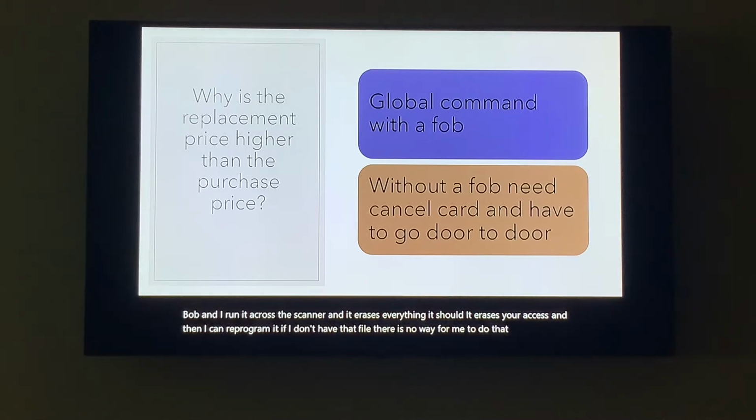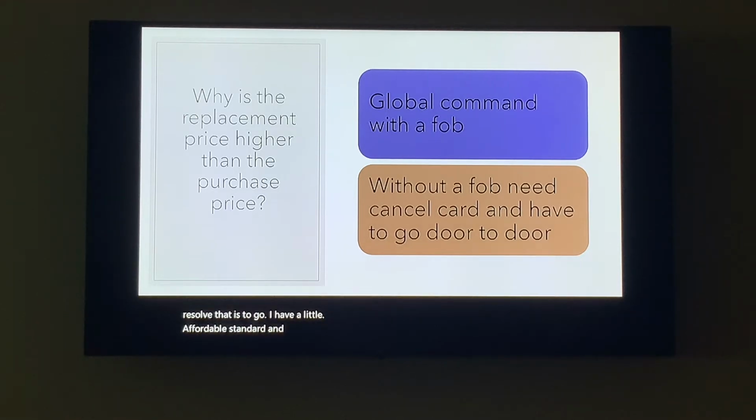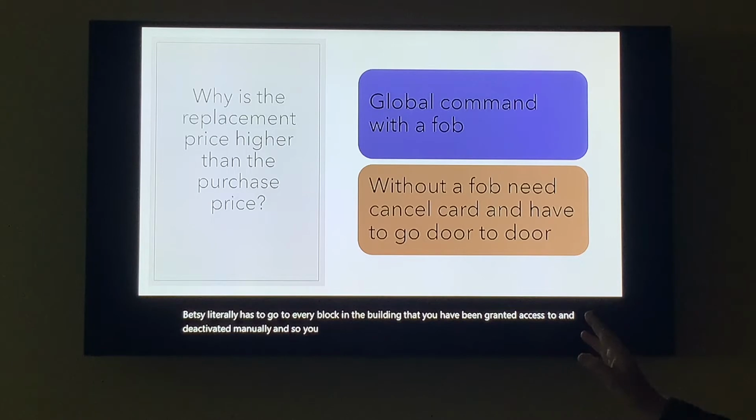And so depending upon your fob and where you have been granted access, the only way to resolve that is to go, I have a little portable scanner, and it will be Betsy, Betsy literally has to go to every lock in the building that you have been granted access to and deactivate it manually. And so you can imagine some of the staff, if I lose my key fob, it fits over 500 locks.